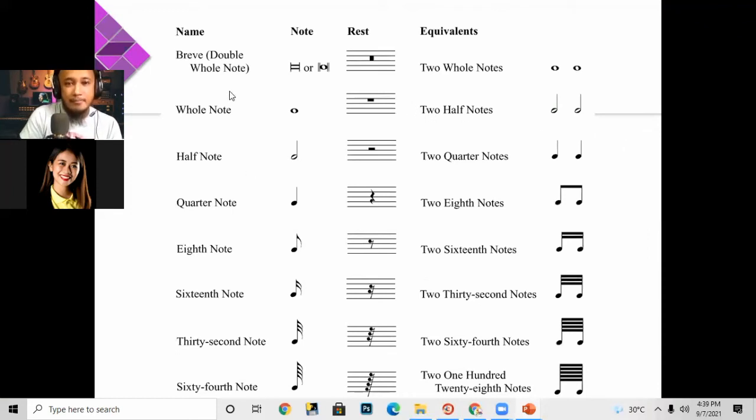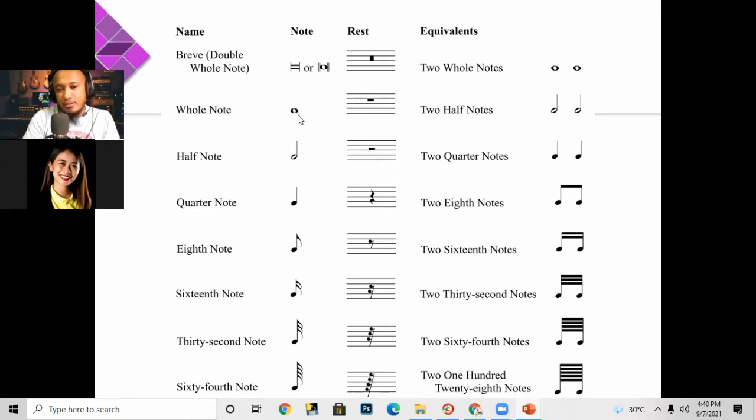Okay, we have here name, note name, rest name, equivalent. So we have whole note, whole note, or we have the whole rest. Itsura niya. We have full note, full rest. Half note, half rest. Quarter note, quarter rest. Eighth note, eighth rest. 16th note, 16th rest. 32nd note, 32nd rest. 64th note, 64th rest. So kung ilan yung hooks niya dito, the same with the rest.